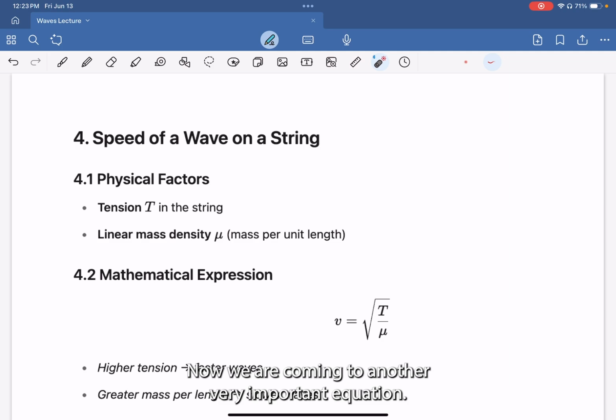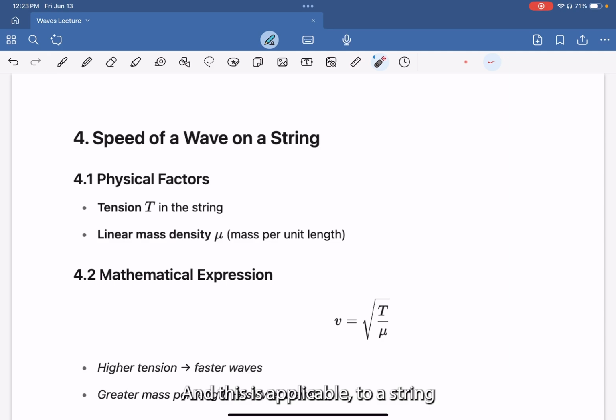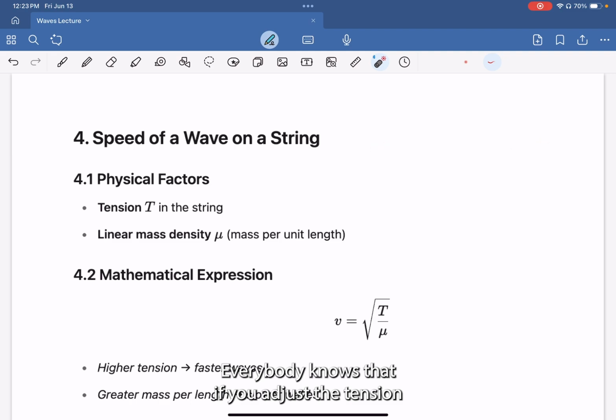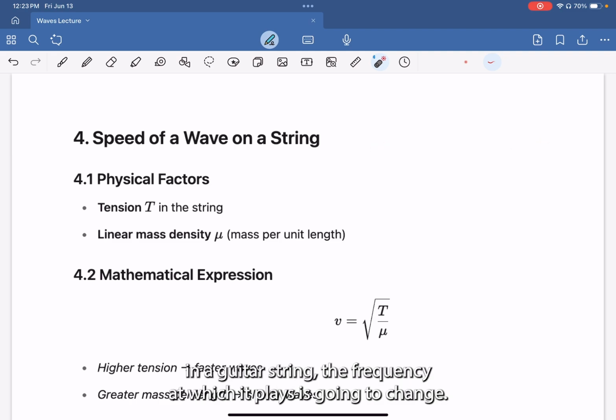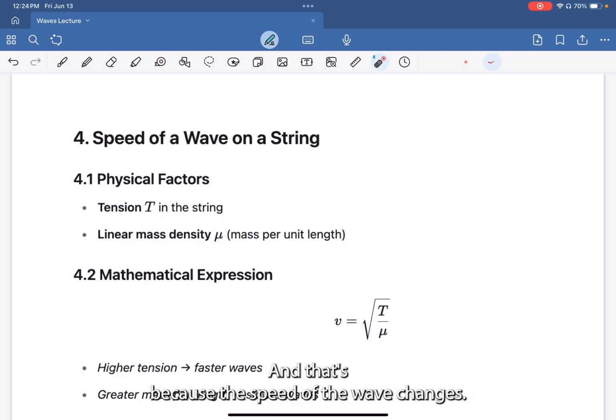Now, we are coming to another very important equation, and this is applicable to a string that is stretched, like a guitar string. Everybody knows that if you adjust the tension in a guitar string, the frequency at which it plays is going to change. And that's because the speed of the wave changes.